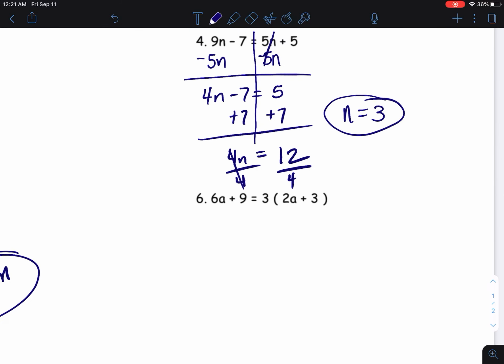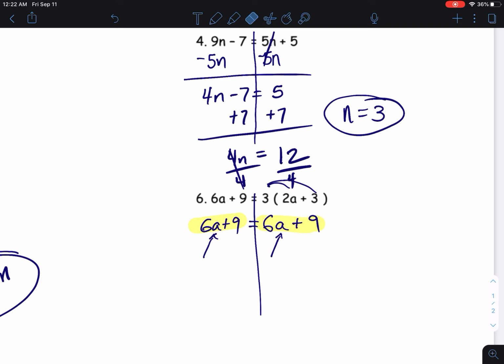All right, and then the last one here, we're going to do our distributing. 3 times 2a is 6a, and then 3 times 3 is 9. Okay, so then what I can notice here is both sides of this, so we have 6a plus 9, 6a plus 9. Those two sides are equal to each other. So whatever I plug in for a, it doesn't matter what number I plug in, I'm still going to get the same thing on both sides.